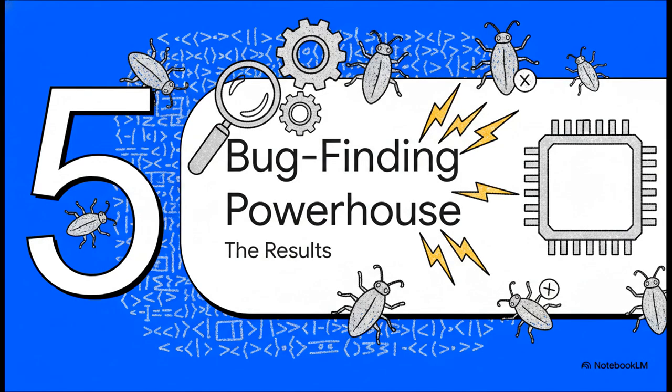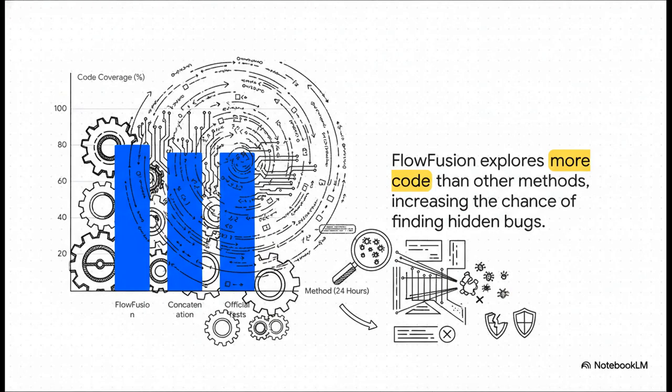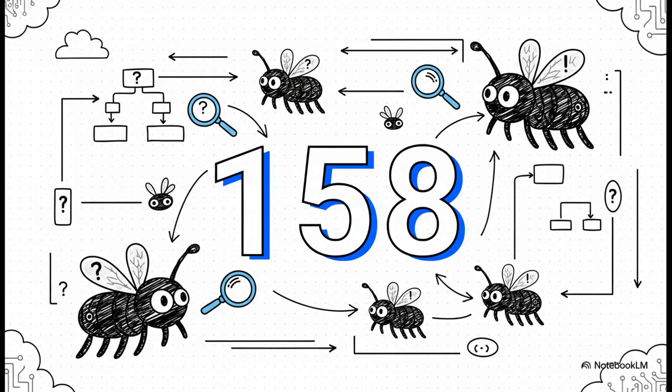So the big question is, did it actually work? Well, the results are in, and they show this isn't just a neat idea. It's an absolute powerhouse when it comes to finding bugs. I mean, the proof is right here in the data. After just 24 hours, FlowFusion achieves way higher code coverage. That basically means it explores more of PHP's code. It pokes into more nooks and crannies than just running the official tests or even just crudely sticking them together. And more coverage means more chances to find bugs. And oh, did it find bugs? During its evaluation run, FlowFusion discovered a whopping 158 previously unknown bugs in the PHP interpreter.